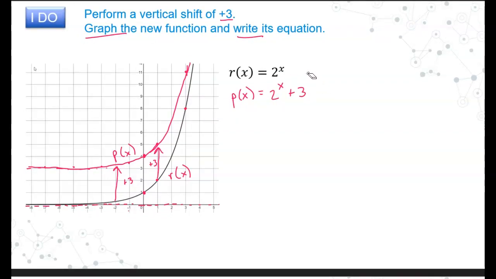And so we took this original function, r of x equals 2 to the x, and we added 3 to it to shift it 3 up. So that's our new equation. All we did was just add 3 to shift it 3 up.